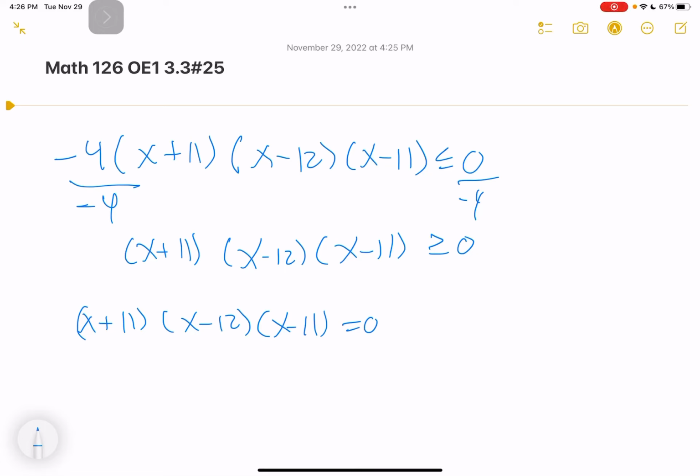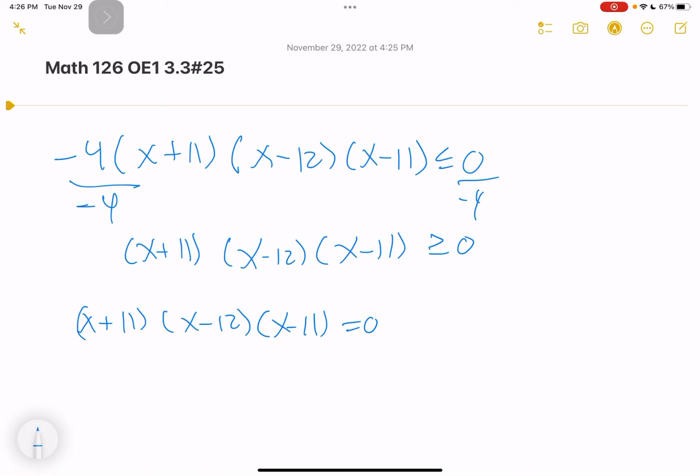Okay, this one's number 25 from 3.3 in math 126 OE1. We have negative 4 times (x plus 11) times (x minus 12) times (x minus 11) less than or equal to 0. I divide by negative 4 because when you have that negative, it's going to mess up your inequality. So dividing by negative 4 switches your inequality. So it's (x plus 11) times (x minus 12) times (x minus 11) is greater than or equal to 0.